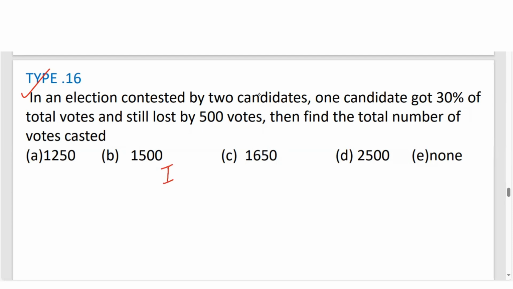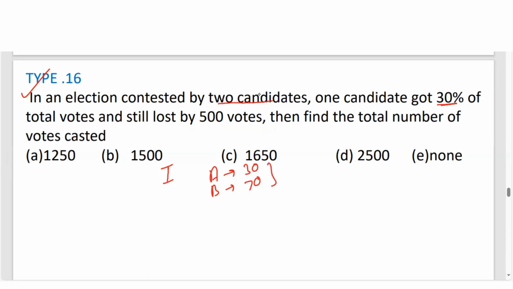Suppose there are two candidates given. One candidate is A and the other candidate is B. One candidate got 30% of total votes. When a percentage is given, just assume 100. That means 30% is 30. So A got 30 votes. And B will get the remaining, 70. Got it? So out of 100, one candidate gets 30 votes and the other candidate gets 70.